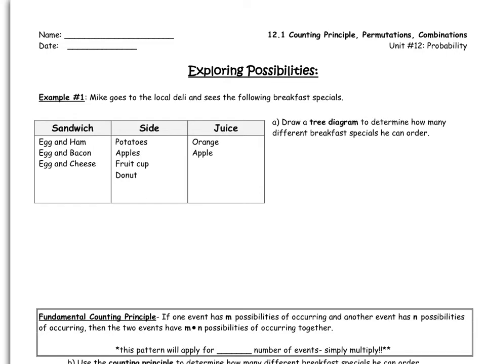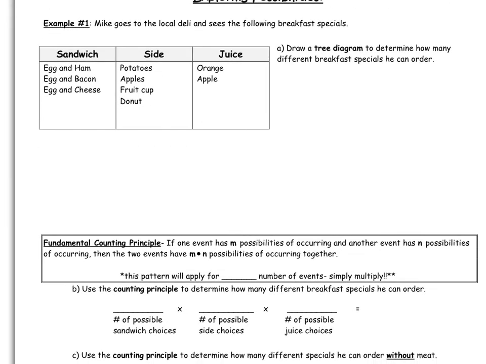So we're going to first start with the types of sandwiches. So he has egg and ham. So I'm going to label that as just ham. Then we have egg and bacon. So I'll label that with bacon. And then egg and cheese. So I'll just label that with cheese.